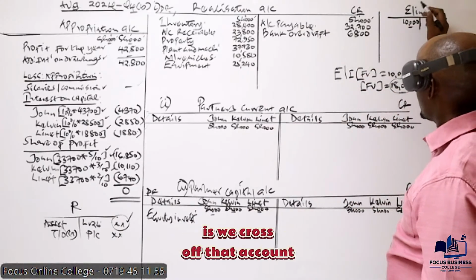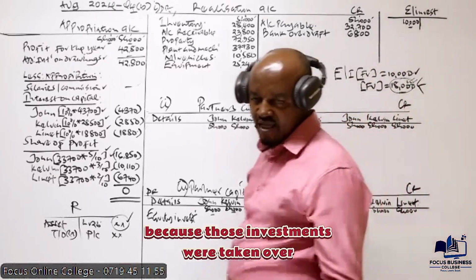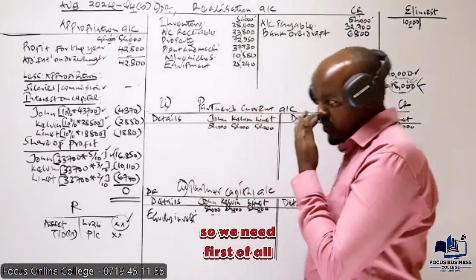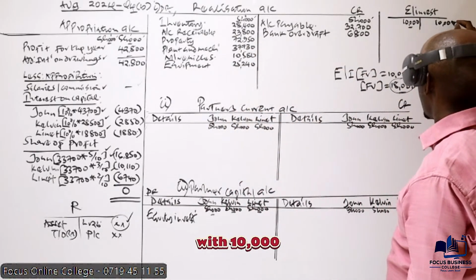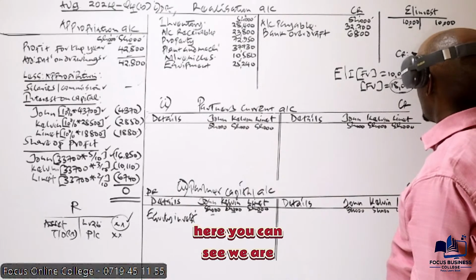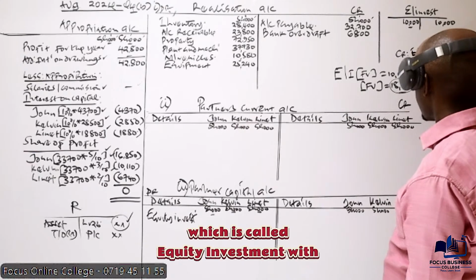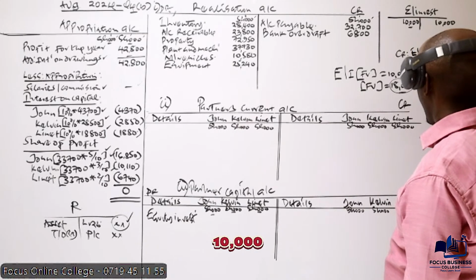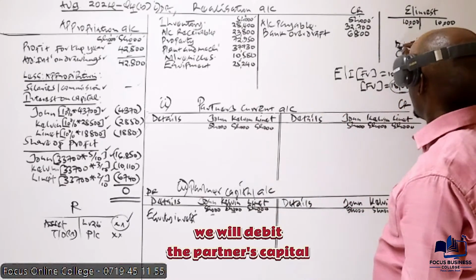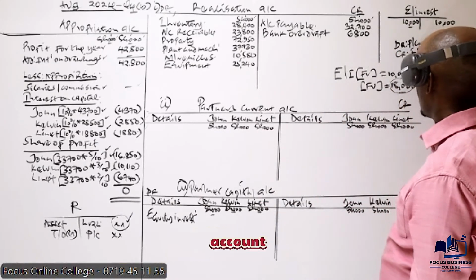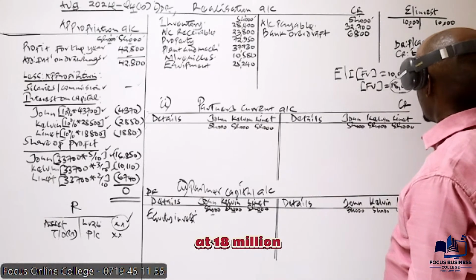So what we need to do is cross off that account, because those investments were taken over by partners. So first of all, we cross off this account with 10,000. Therefore you can see we are crediting this account, which is called equity investment, with 10,000. Then we will debit the partner's capital account, but this account will be debited at 18 million.